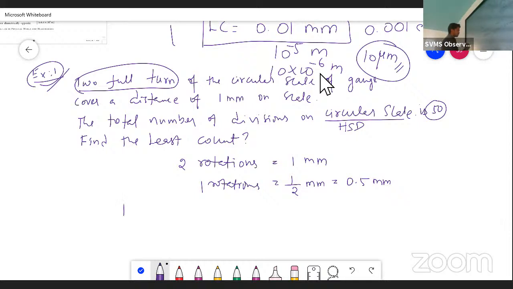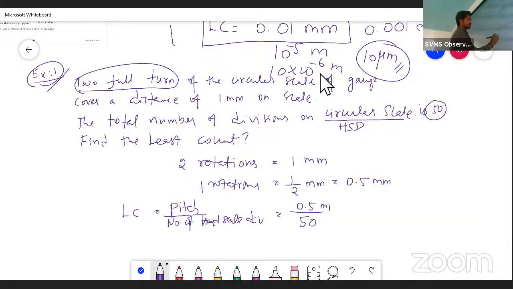Find the least count. The least count formula is: least count is equal to pitch divided by the number of head scale divisions. What is the pitch value? 0.5 divided by 50 millimeter. So it is equal to 5 divided by 500 millimeter, which is equal to 1 divided by 100. So 0.01 millimeter. This is the least count.